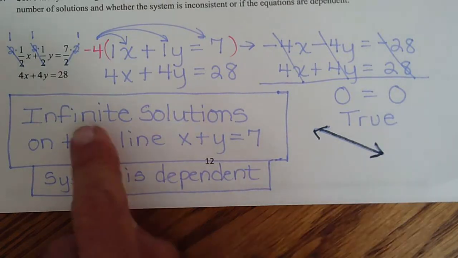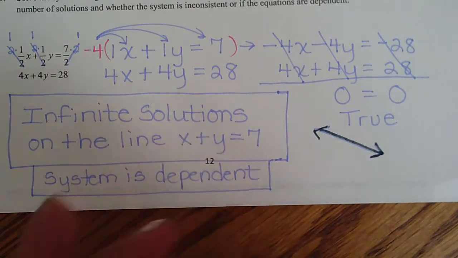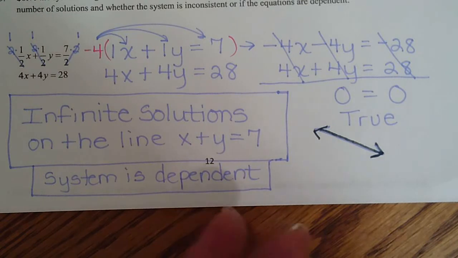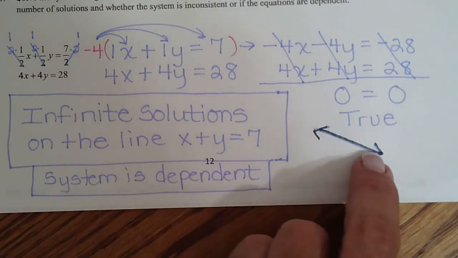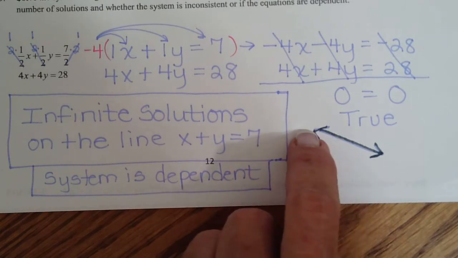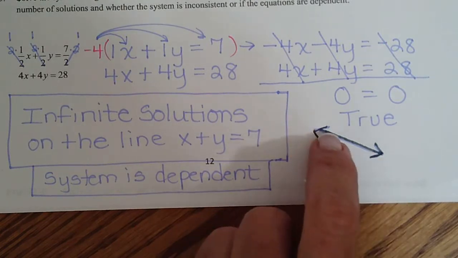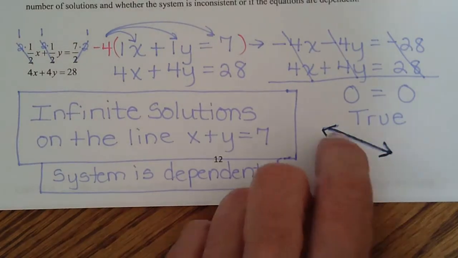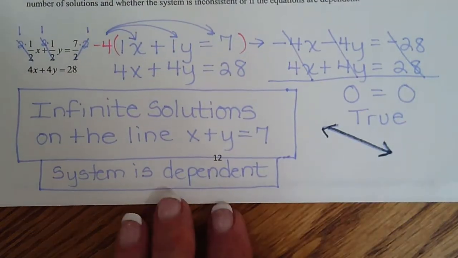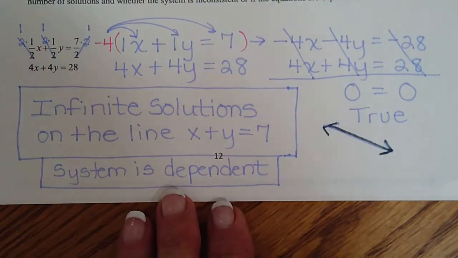So, when we had a true statement, true means infinite solutions. If you're just solving one equation, we say all real numbers. But when we're solving two equations, it's infinite solutions because it's all the points they have in common, because one line is going to graph right on top of the other line. So all those points they have in common will be considered solutions.